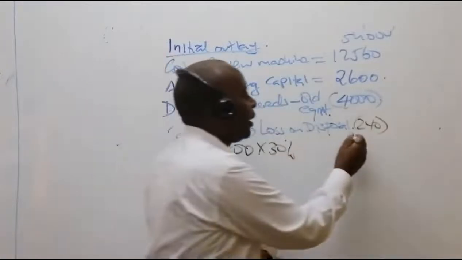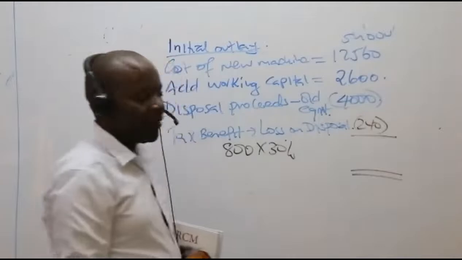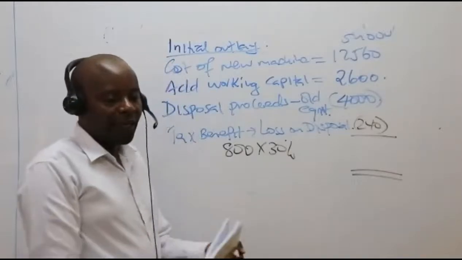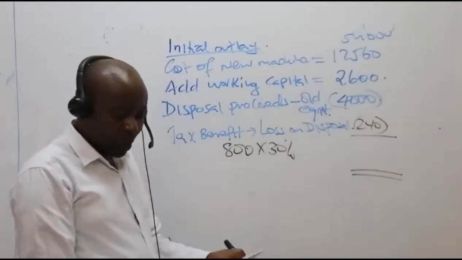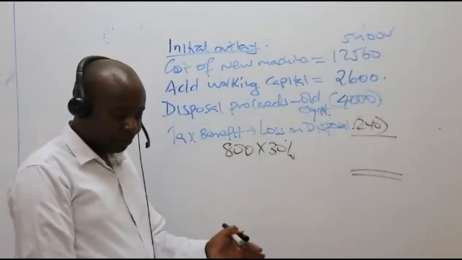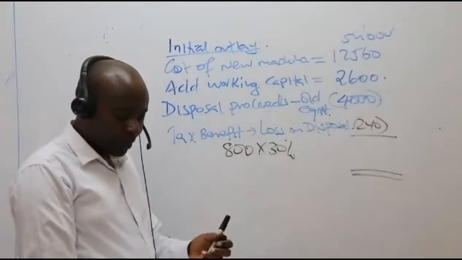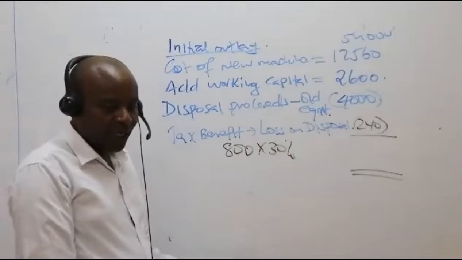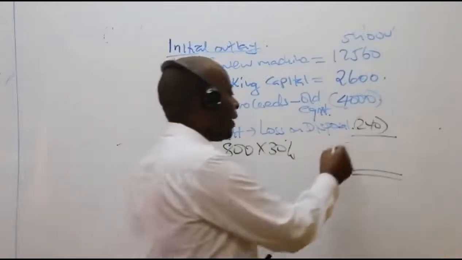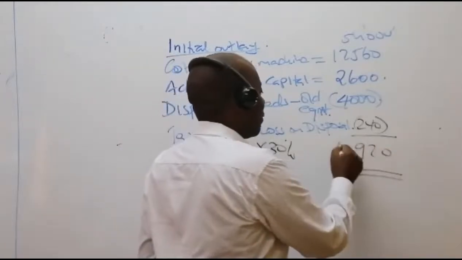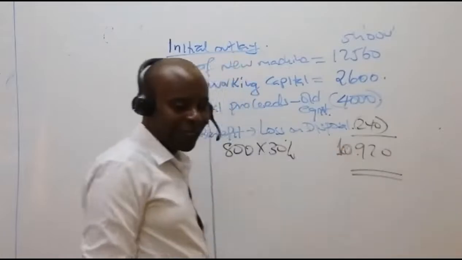So at the end of the day, what figure are we looking at as our initial outlay? Somebody is giving me a figure of 10,920. 10,920. And there is a student who got this figure correct.